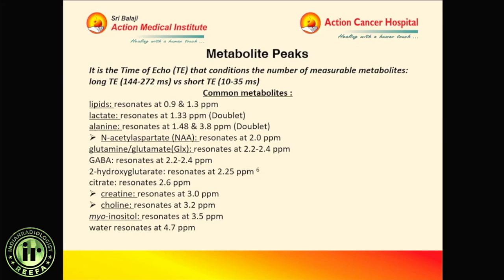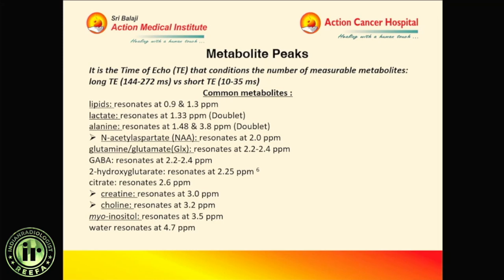Now let's talk about metabolite peaks. It is the time to echo that conditions the number of measurable metabolites in long TE and short TE. Now there are 3 metabolites that I really want you to know, which I have marked. The first one is NAA, which resonates at 2 ppm, creatine, which resonates at 3 ppm, and choline, which resonates at 3.2 ppm. Now these 3 metabolites are present in very high concentration and they will be seen with both the long TE and the short TE.